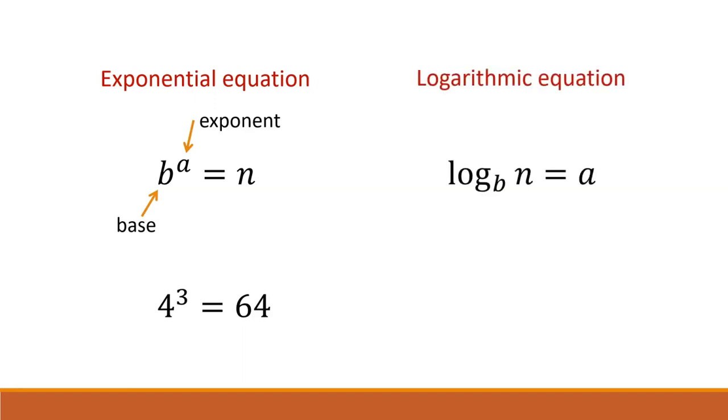The logarithmic equation log base b of n equals a is the inverse of our exponential equation. The b is the base, and it's the same base that we see in the exponential equation. And the a is the same exponent that we see in the exponential equation. Log base 4 of 64 is 3 for exactly the same reason that 4 to the third is 64, because 4 times 4 times 4 is 64.